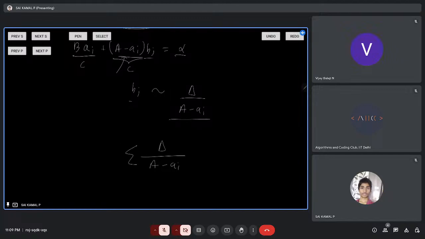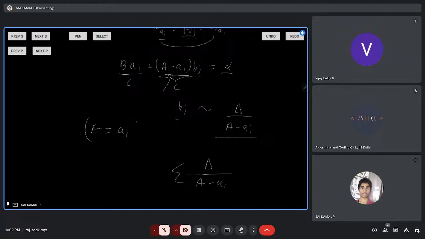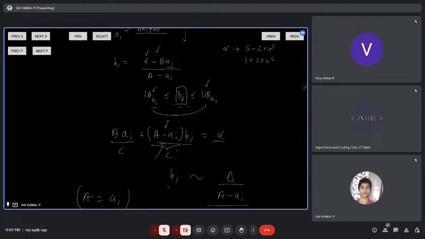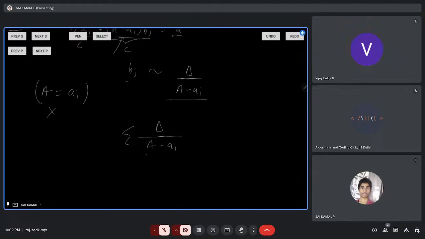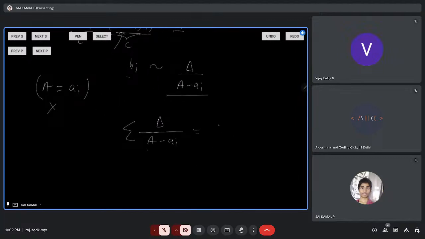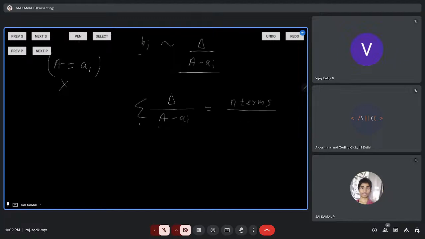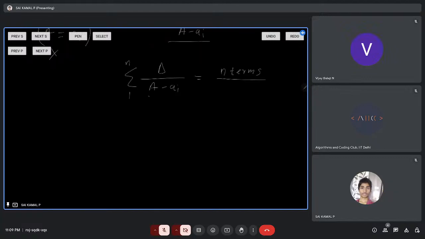Now when a equals ai, you can handle that case separately, because this term would just vanish and b times ai is just in the set. So you can just say that b times ai is in the set. In all the other cases, this is the sigma that you have. Now you can see that there are no more than n terms here, because you have only n values of ai. Because delta is constant, put the delta out, and we have the sum of 1 by a minus ai.